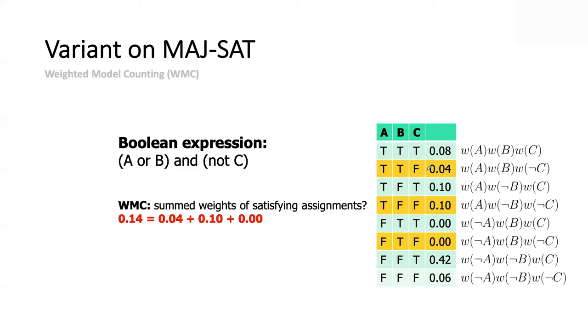So now the input is actually efficient, right? So if you have n variables, in this case, they're Boolean, then I need from you 2n weights, a linear number of weights, together with the Boolean formula, and that defines the weighted model counting problem, all right?